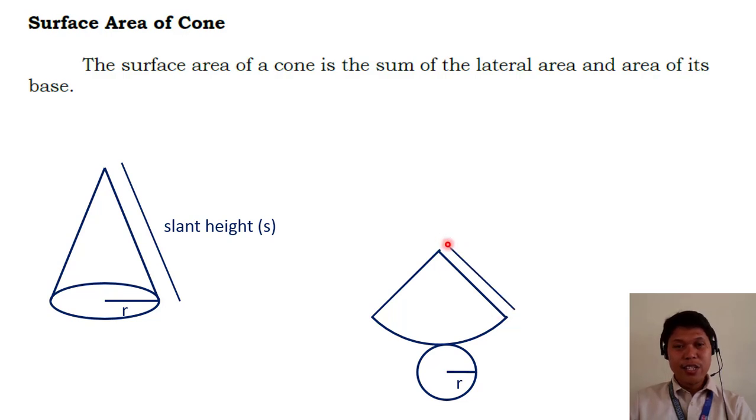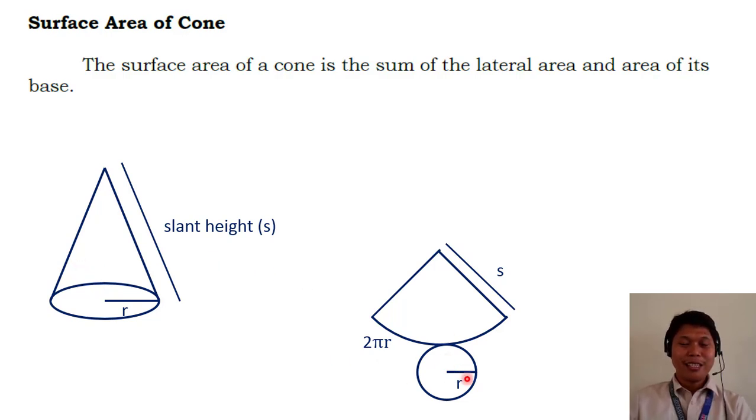Okay, and this is now the slant height, this one. And we know that this is the circumference of this small circle. Because from here going to here is the circumference, which is equal to 2 pi r, because the circumference of the circle is 2 pi r, or pi times d.